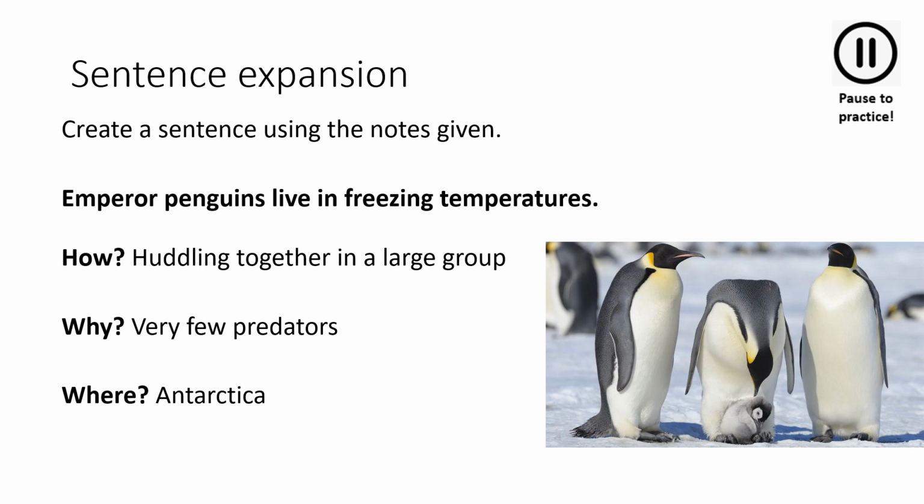Here's another one for you to practice. Emperor penguins live in freezing temperatures. How do they live in freezing temperatures? By huddling together in a large group. Why? Because there are very few predators. And where? In Antarctica. Can you create an expanded sentence about emperor penguins and where they live using the extra information given with the questions? Pause the video to have a go.